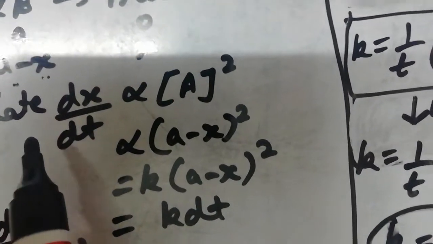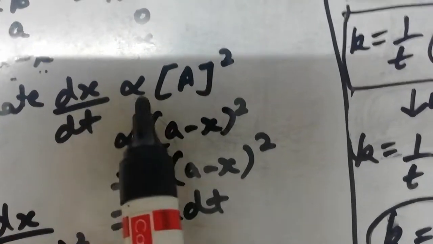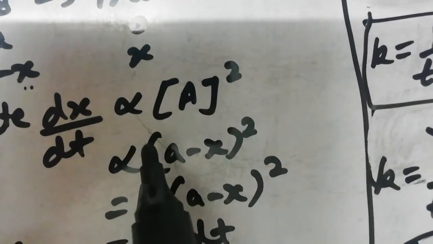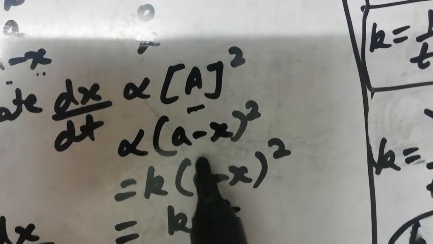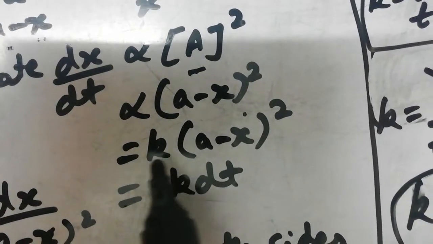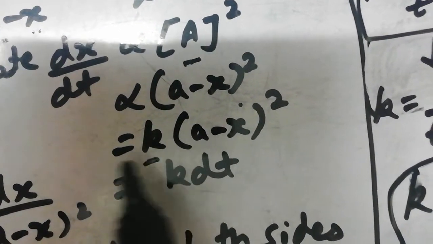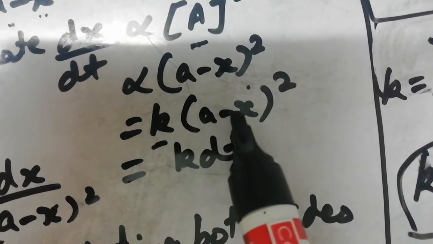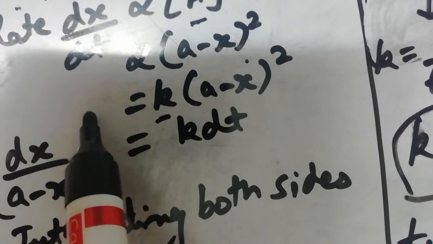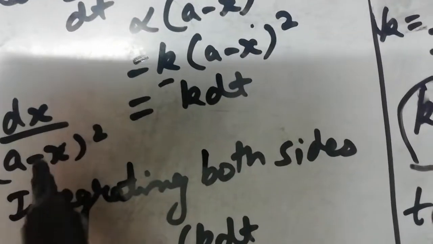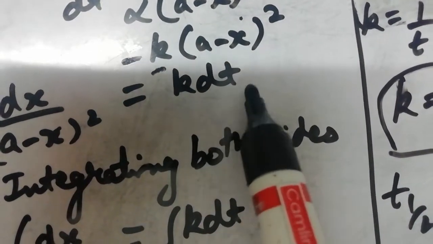So how will we write the rate of reaction? Rate is equal to dx upon dt. It is directly proportional to the concentration of A squared, and the concentration of A at any instant of time is a minus x. Removing the proportionality sign, we introduce the rate constant, that is k. So rate equal to dx upon dt is equal to k into (a minus x) squared. Taking (a minus x) squared on this side and dt on the other side, we get dx upon (a minus x) squared is equal to k dt.